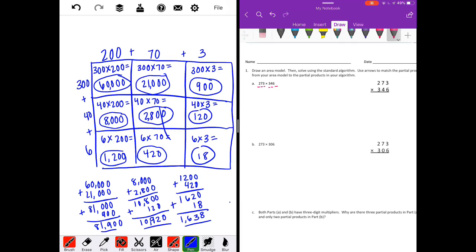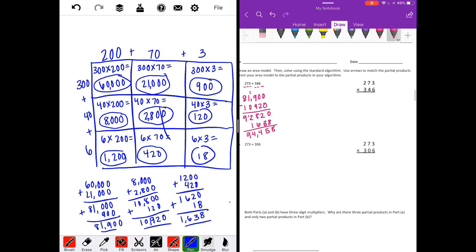I'm running out of room, so I'm going to go over here. So 81,900 plus 10,920 will be 92,820 plus 1,638 is 94,458.